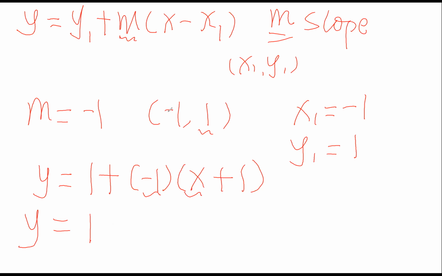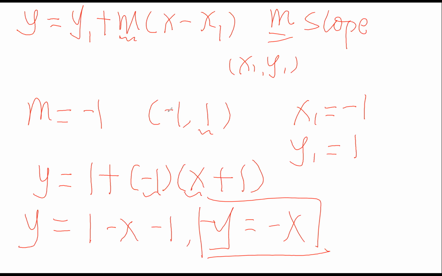So this is -x, and then this will be -1. So it will be y is equal to -x. This is the equation for the first exercise, right? Yes, Archie. This is the first exercise.